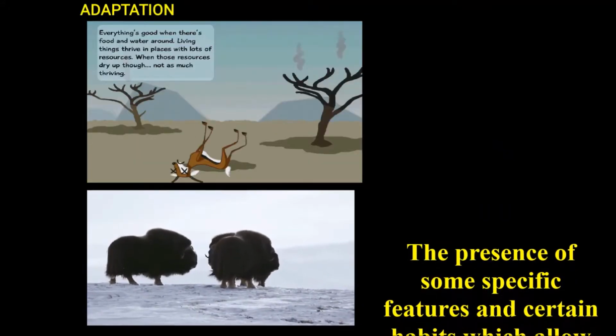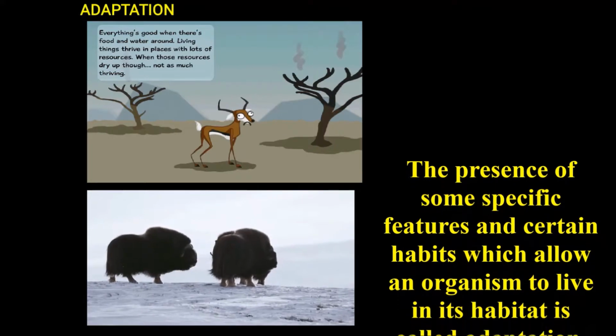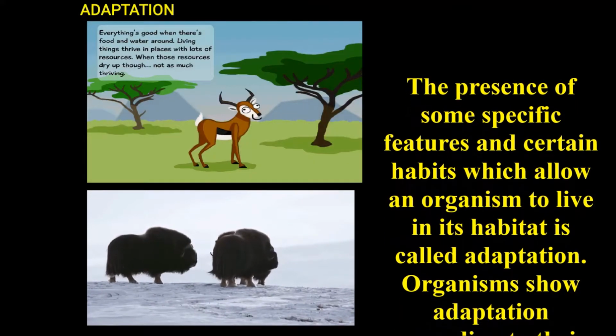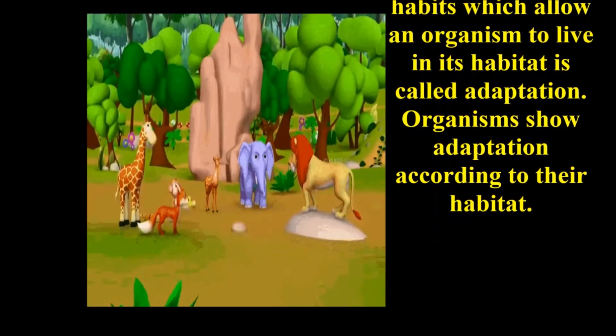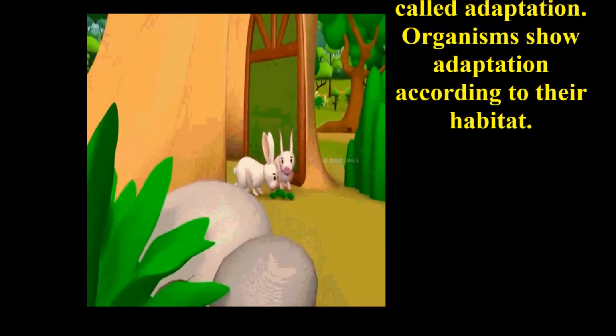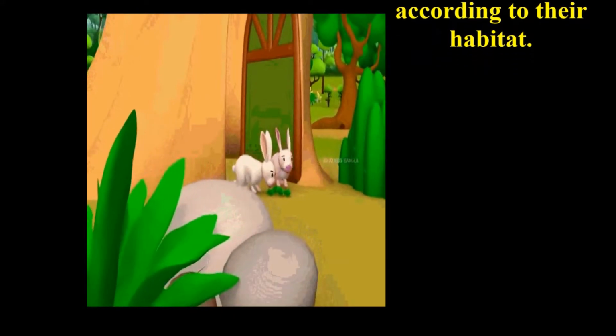Children, the presence of some specific features and certain habits which allow an organism to live in its habitat is called adaptation. Organisms show adaptations according to their habitat. Now, let us see what is habitat.